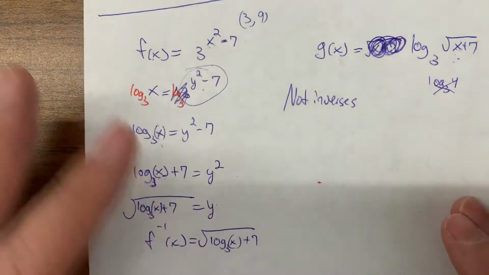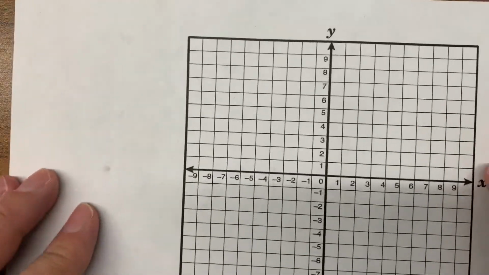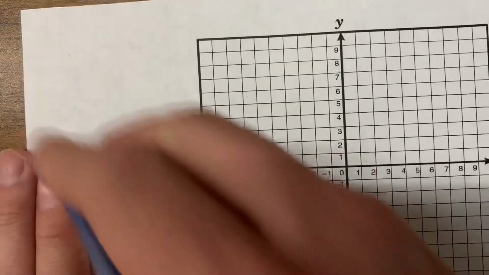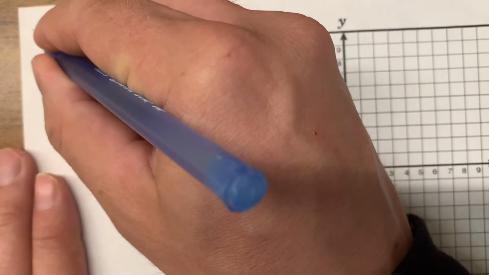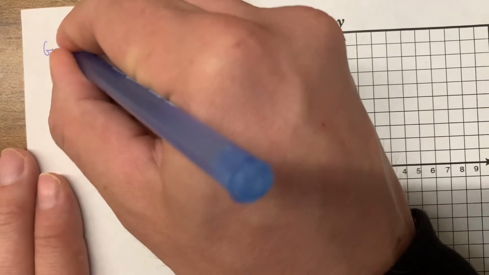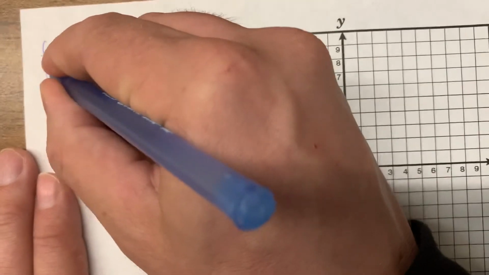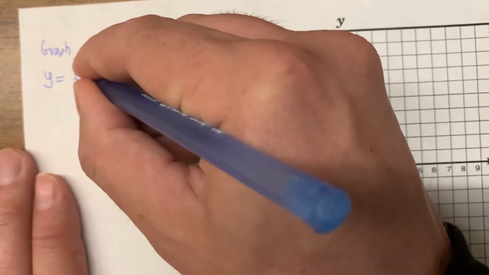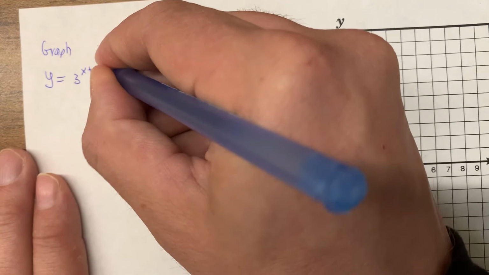So they're not inverses. The last thing we're going to do today is graph 2 inverse functions. This is going to be a pretty short lesson. So go ahead and start by graphing y equals 3 to the x plus 4 power. Okay.